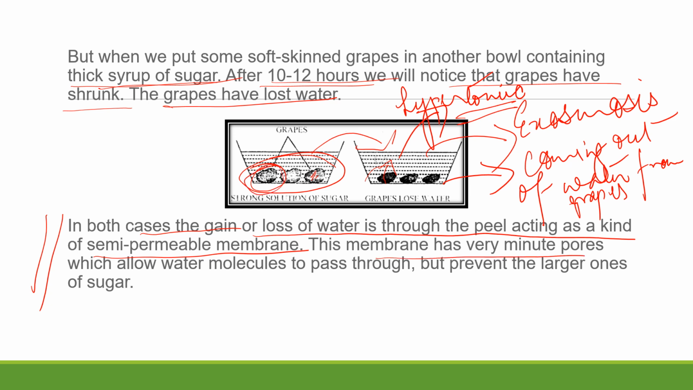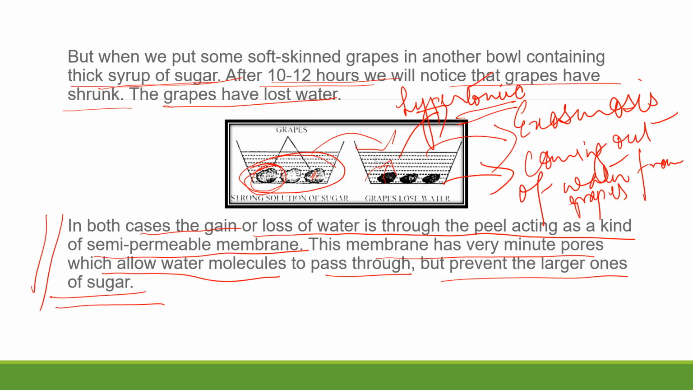So this membrane has minute pores which allow the water molecules to pass through but prevent the larger sugar molecules. So sugar molecules cannot enter through that, only the water molecules can pass in and pass out. In the first case it was endosmosis, water was entering the raisins and they were swelling up, and in this case it is exosmosis, that is water is coming out of the grapes and the grapes are shrinking.